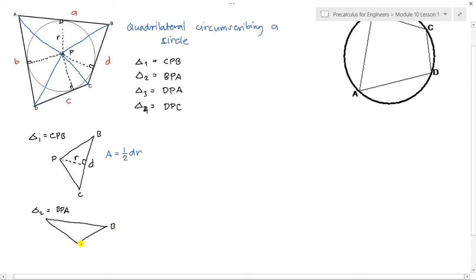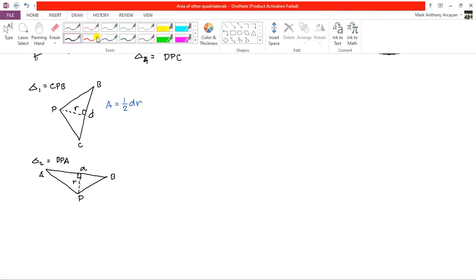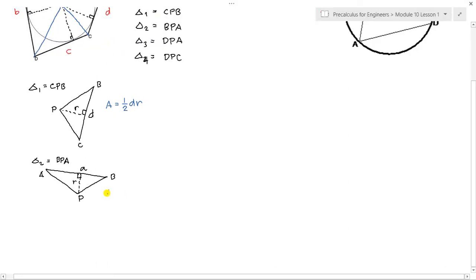So this is B, this is P, this is A. So we project again the radius R. And then this is side A. So therefore, we can still use the formula for the triangle, that is the area here is 1/2 times A times R.